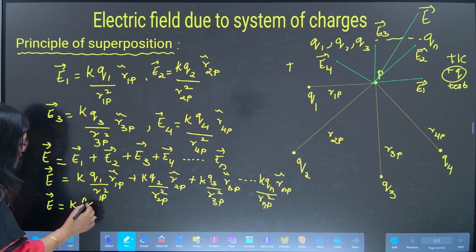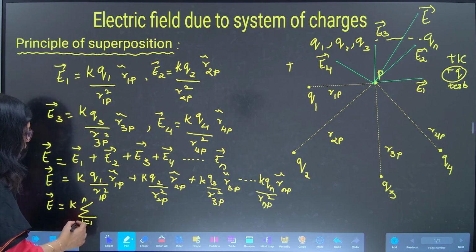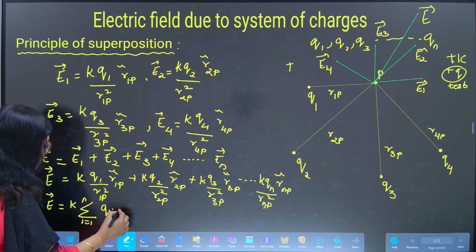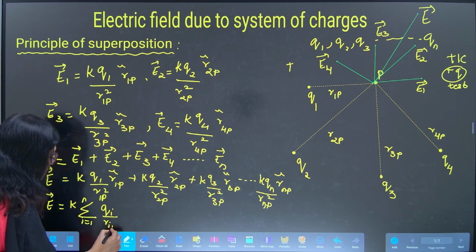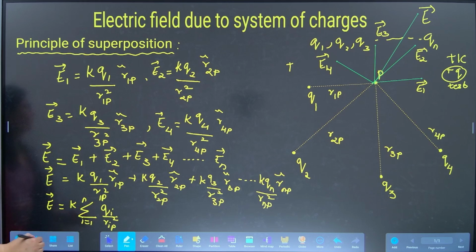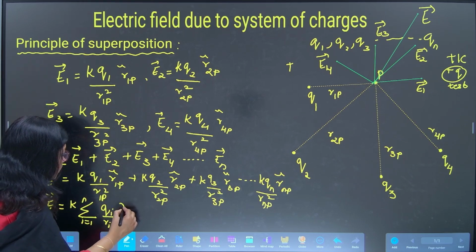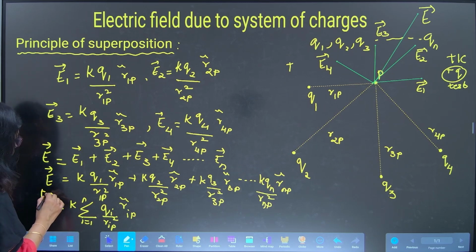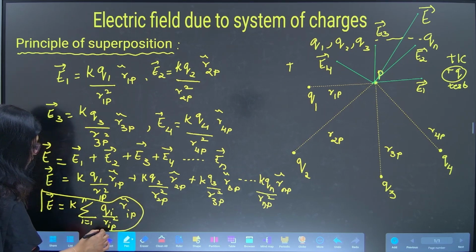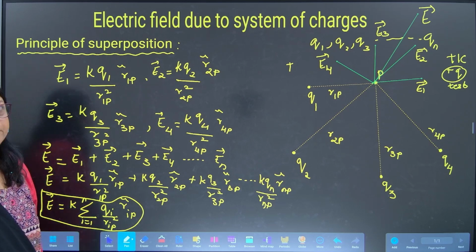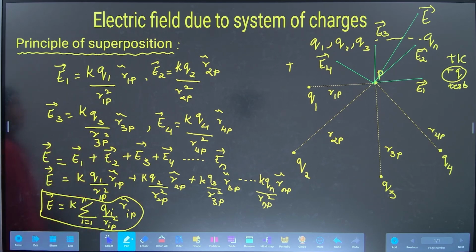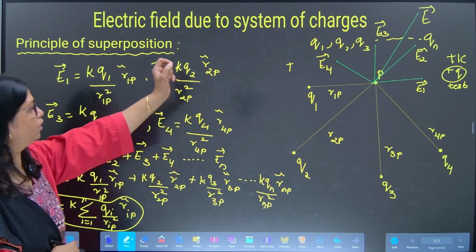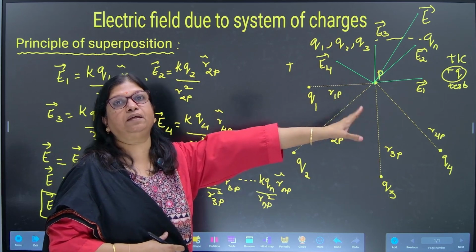So that's why it is written as sigma. Sigma, as I said, is summation, i is equal to 1 to n, Qi upon r_iP squared, r_iP cap. Fine. So this is the electric field of the system of charges Q1, Q2, Q3, Qn at the point P.